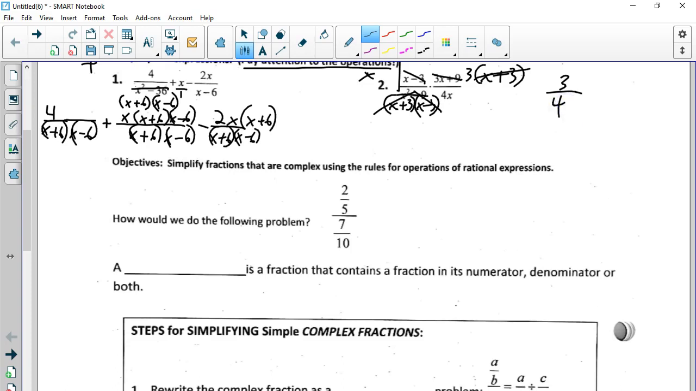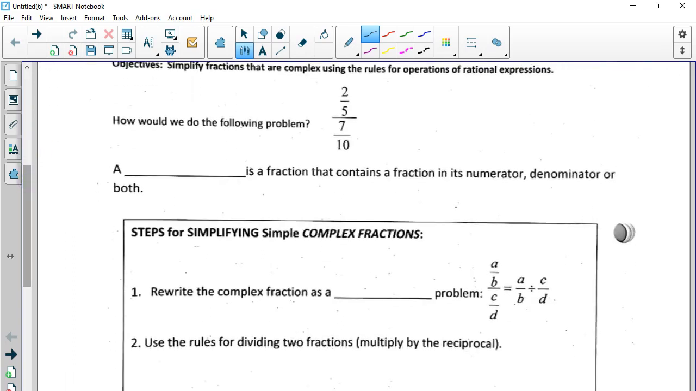So really, there's nothing to multiply. After everything cancels, we just write that: 3 over 4x. And remember, some people might write it this way, 3/4 x. Same answer. Okay? Doesn't matter.